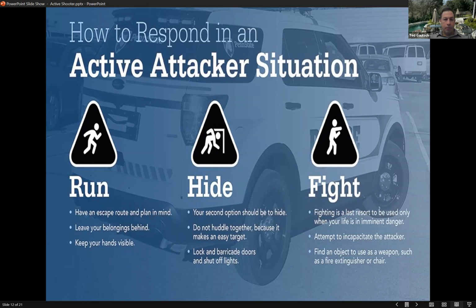But typically, when it gets to that point, you're staying in there for the long term, and you're waiting for law enforcement to come in and acknowledge the fact that it's clear to come out.